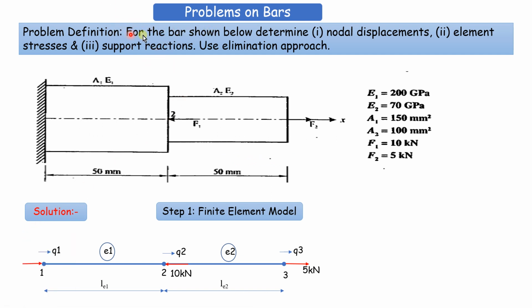So this is the first problem on bars. Problem definition. For the bars shown below, determine nodal displacements, element stresses, and support reactions. Use elimination approach. So there are generally two methods of applying boundary conditions. One is elimination approach, other is penalty approach. We have seen these approaches when we were discussing steps in FEM.